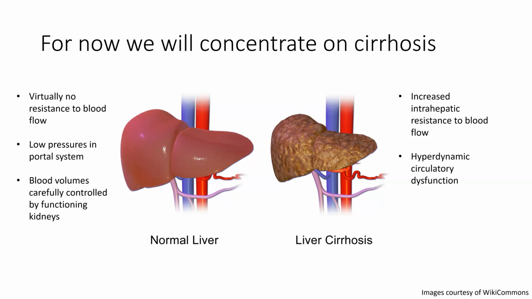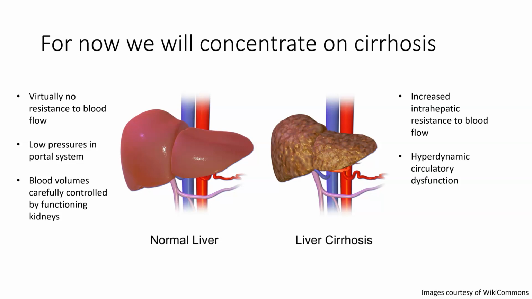In the normal liver, you can see that there's virtually no resistance to blood flow. Blood can flow from the portal vein through the parenchyma of the liver, out through the hepatic veins, and into the inferior vena cava with basically no resistance. And the result of this is that there are very low pressures in the portal system. And in addition, in normal people, the blood volume is carefully controlled by our functioning kidneys.